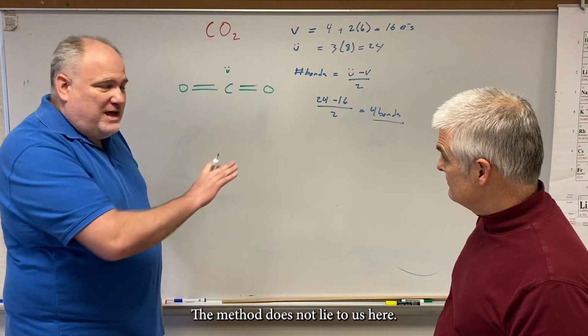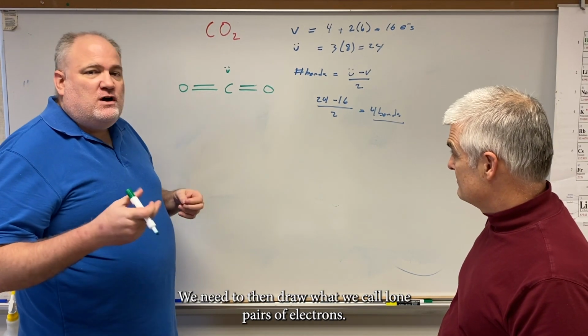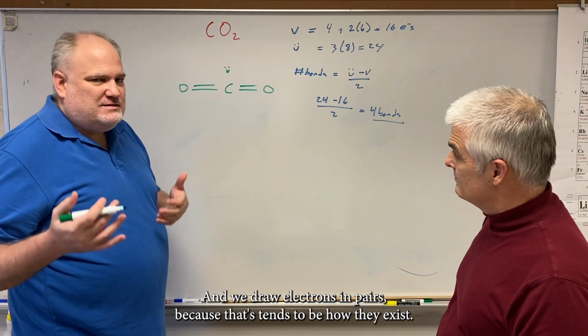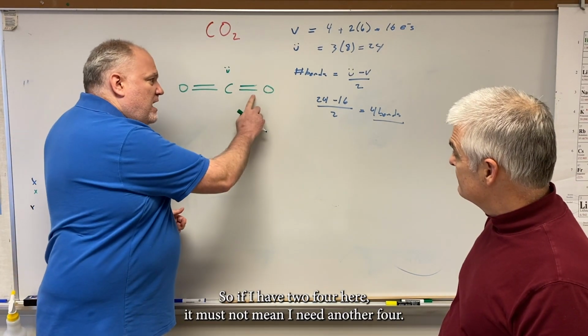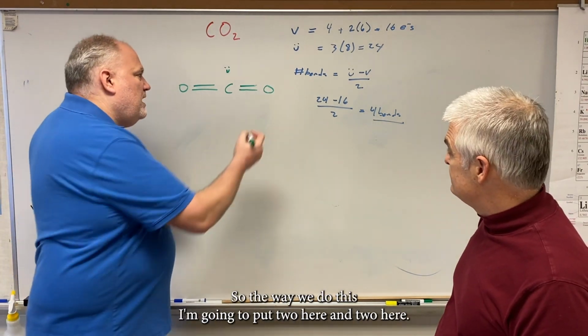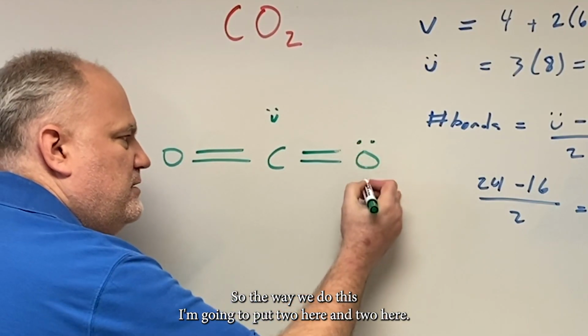The method does not lie to us here. We need to then draw what we call lone pairs of electrons. And we draw electrons in pairs because that tends to be how they exist. So if I have 2, 4 here, doesn't that mean I need another 4 to put some more on the outside? So the way we do this, I'm going to put 2 here and 2 here.